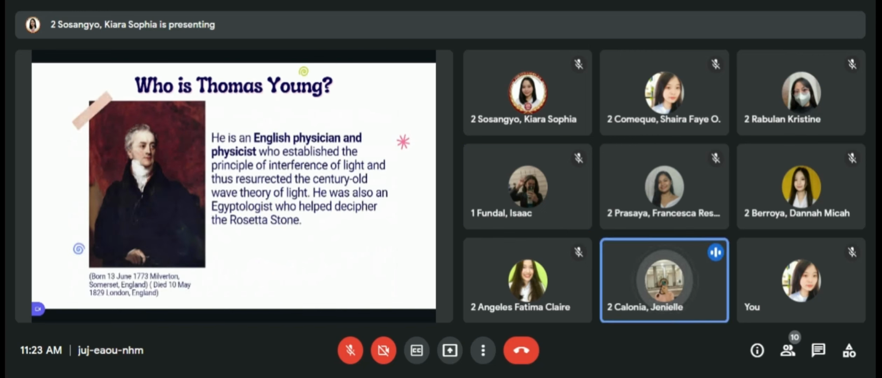So who is Thomas Young? Thomas Young was born June 13, 1773, in Milverton, Somerset, England, and he died May 10, 1829, in London, England. He was an English physician and physicist who established the principle of interference of light and thus resurrected the century-old wave theory of light. He was also an Egyptologist who helped decipher the Rosetta Stone.